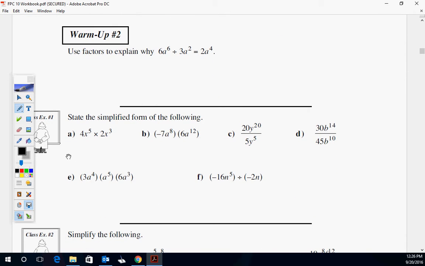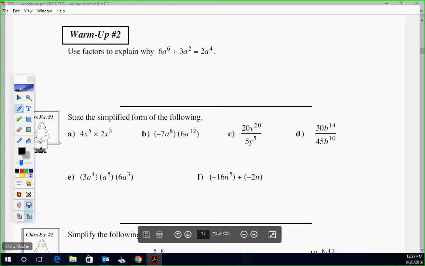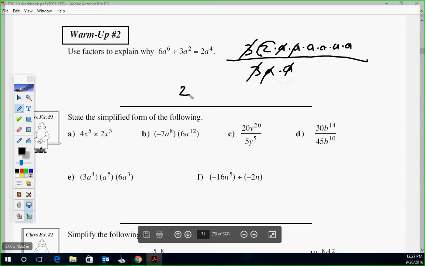A quick one, number 2. Use the factors to explain why 6a to the 6th divided by 3a squared is 2a to the 4th. What it means by factors is we're going to break this down. 6 is 3 times 2, times a times a times a, six a's in all, over 3, a, and a. You see those cancel, and we have a 2 and 4 a's. That's how you could show it by using the factors.